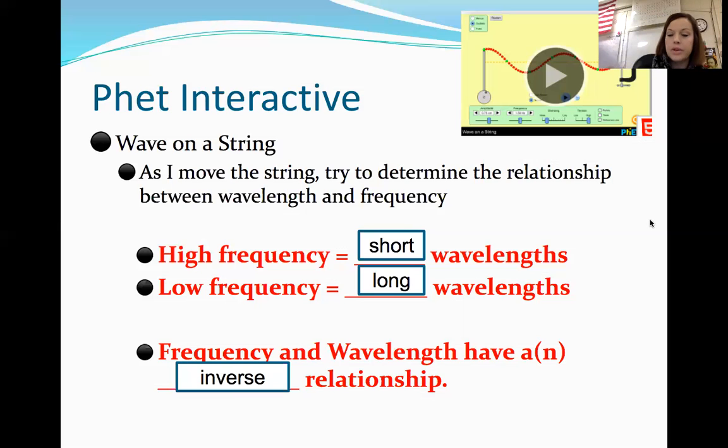Keep your diagram handy because we are about to do the group challenge with it. But one more time, high frequency equals short wavelength, low frequency equals long wavelength, which makes sense if you think about it. The waves that are close together are going to have a short wavelength. The ones that are more spread out are going to have a much longer wavelength.